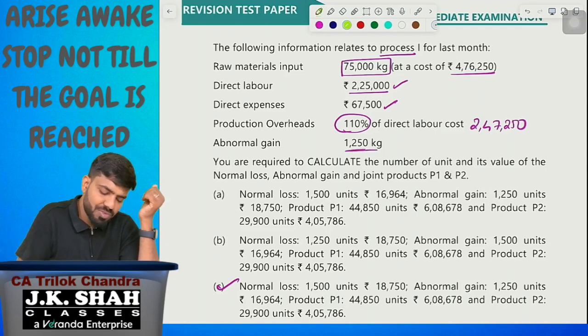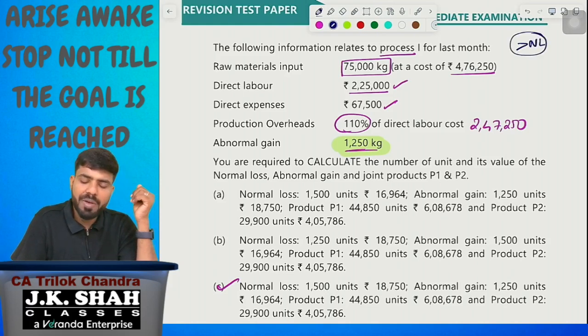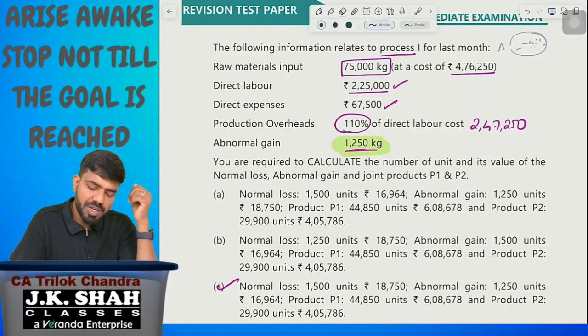This makes sense in this question. Actually, they're getting abnormal gain. When will they get the abnormal gain? What is abnormal loss? Beyond normal loss. Beyond normal loss means abnormal loss. Okay, let me write that.